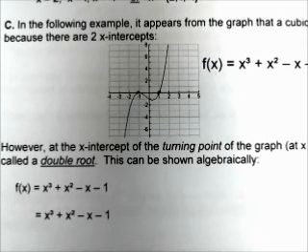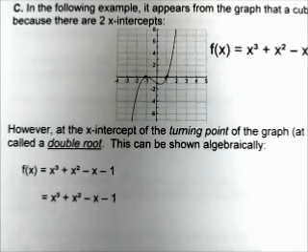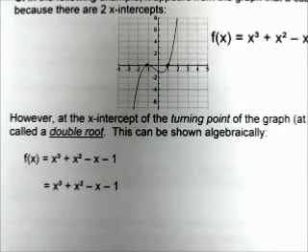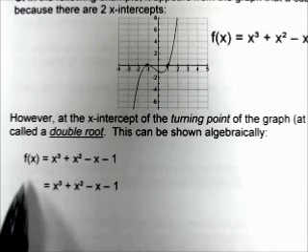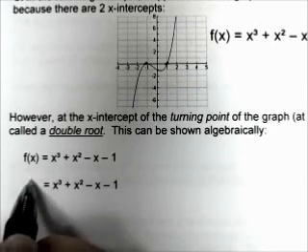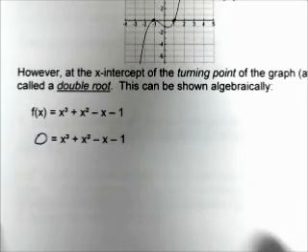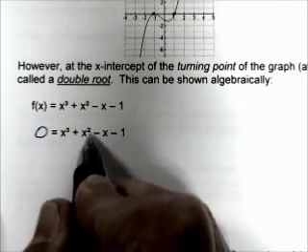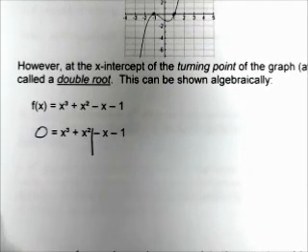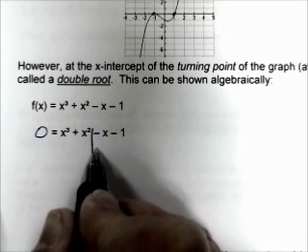However, at the x-intercept of the turning point of the graph at x equals negative 1, the root is repeated, or called a double root. This can be shown algebraically. So let's take this cubic equation, replacing f of x with 0, and again factoring. 4 terms, so we're using grouping. Copy down the subtraction.